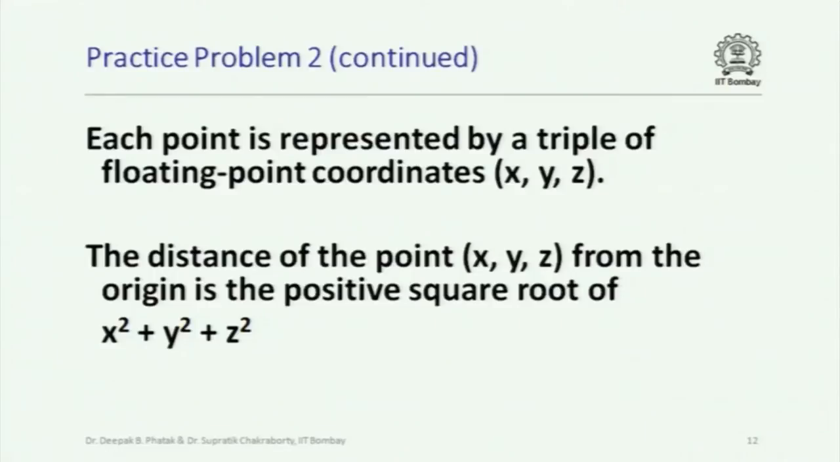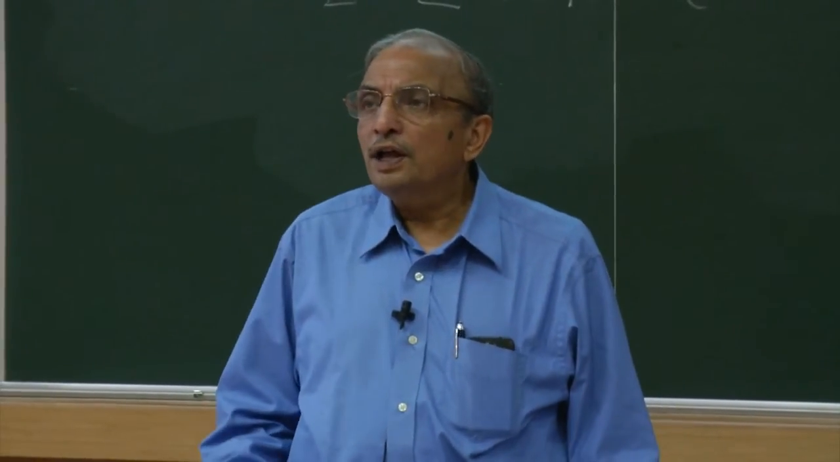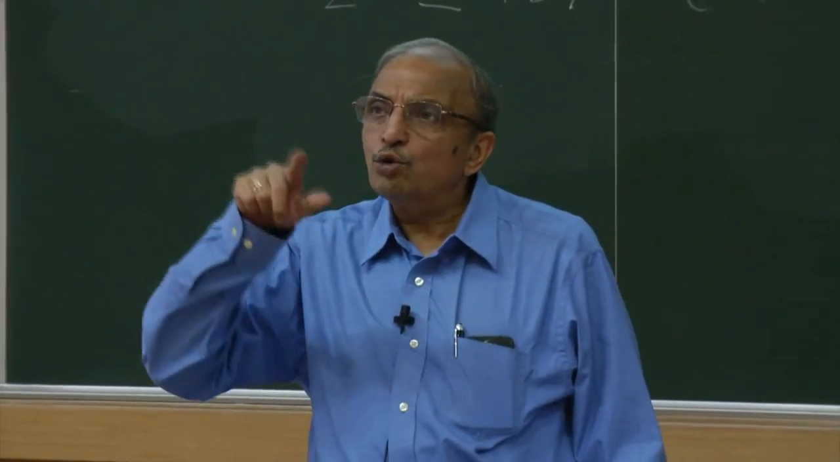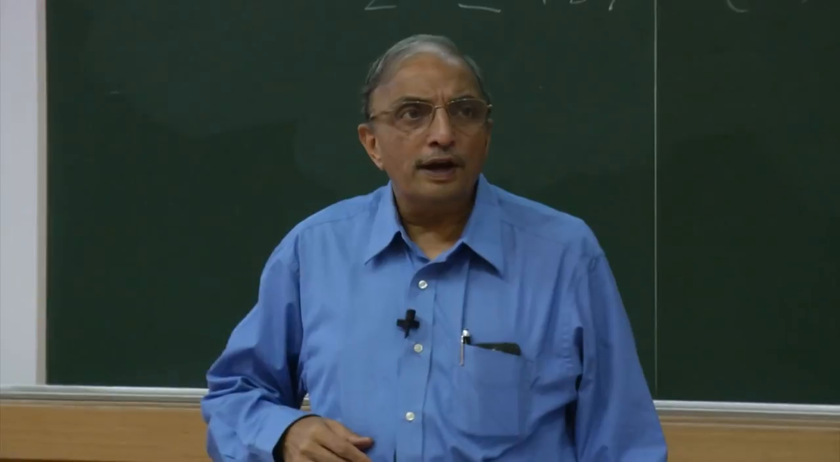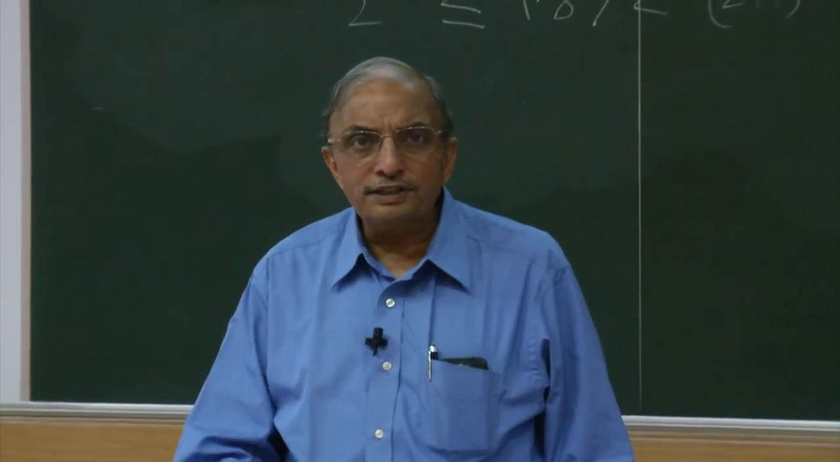The distance of the point x, y, z from the origin is simply the positive square root of x square plus y square plus z square. So there is a single value. Any value has two square roots. So the positive square root is the distance between the origin and this point, because distance between two points is, as you know, x1 minus x2 whole square, y1 minus y2 whole square. But here one of the points is 0, 0, 0. So the distance from origin is simply this.